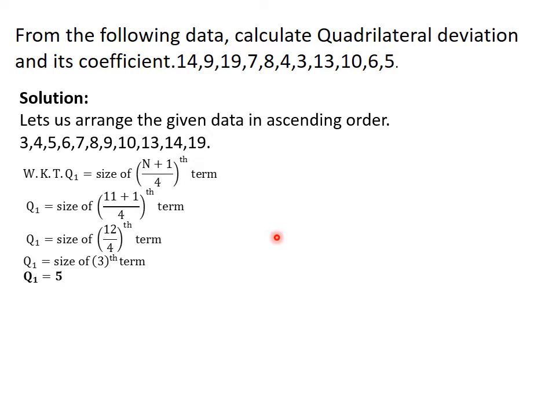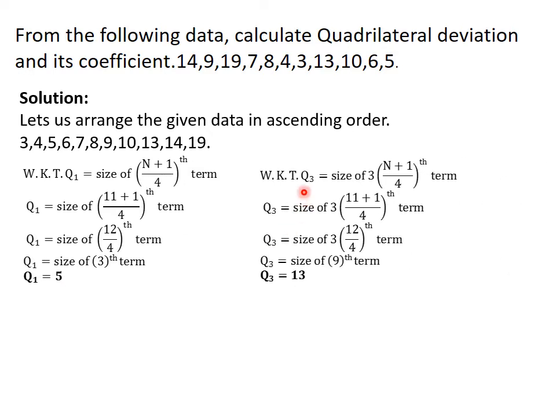Next we have to find Q3. Q3 is equal to size of 3 times (n plus 1) divided by 4th term. So replace n with 11, we get 12 by 4, which is nothing but 3. When you multiply 3 by 3, it is nothing but 9. Now we have to see the ninth term in the arranged data. So 1, 2, 3, 4, 5, 6, 7, 8, 9. So the ninth term is what? 13. Therefore Q3 is equal to 13.